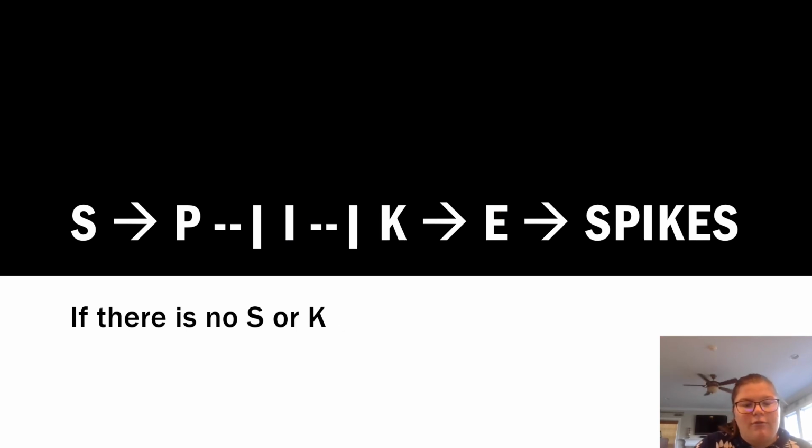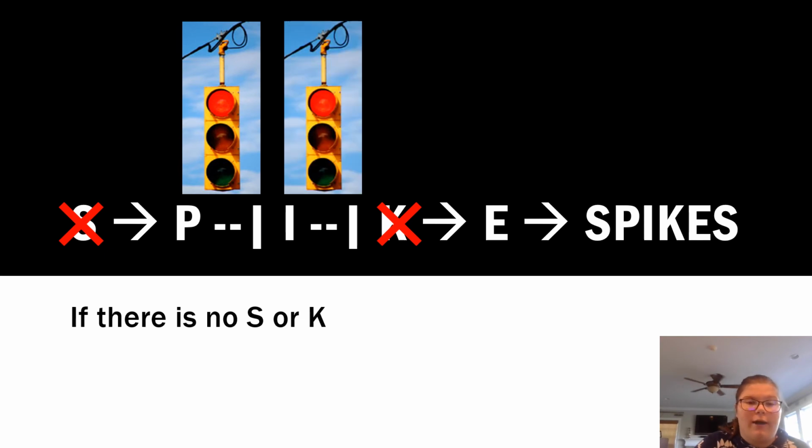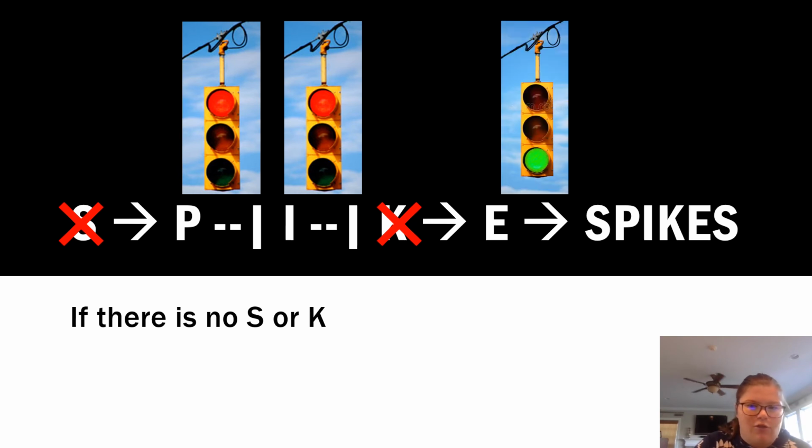If there's no S or K, we cannot stimulate P, which blocks I as a red light, and I as a red light will block K, but because we don't have K, we just can't stimulate E anyway, so we do not, sadly, get our adorable thorny dragon.